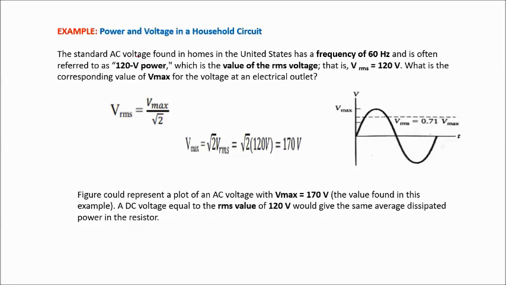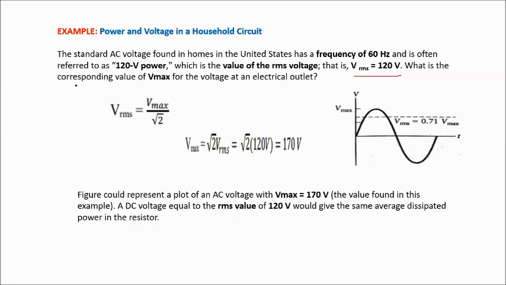So the standard AC voltage found in homes in the US has a frequency of 60 Hz. Pareho din yan sa atin. Sa Philippines, we have 60 Hz frequency. And it is often referred to as 120 volt power, which is the value of the RMS voltage. That is, VRMS is 120 volts.